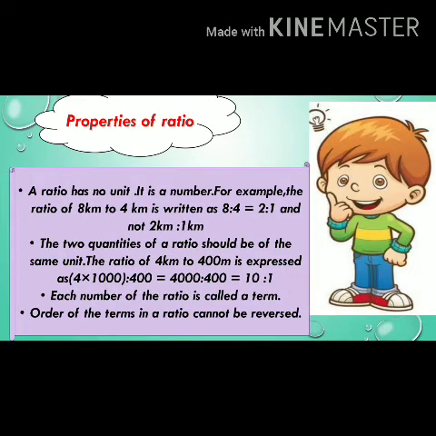Then the third point is each number of a ratio is called a term. The order of the terms in a ratio cannot be reversed. Here the given ratio is 2 is to 1. You have to write it as 2 is to 1 only. You should not change the order of the terms because 2 is to 1 is different from 1 is to 2.